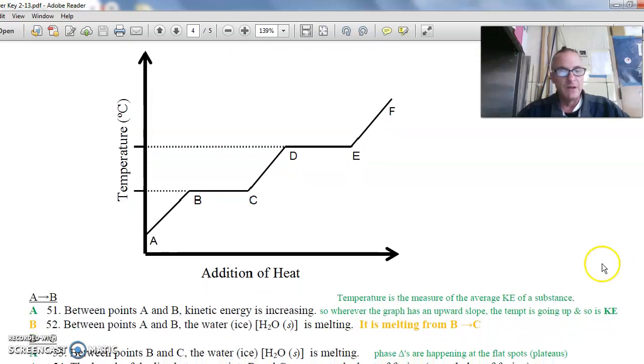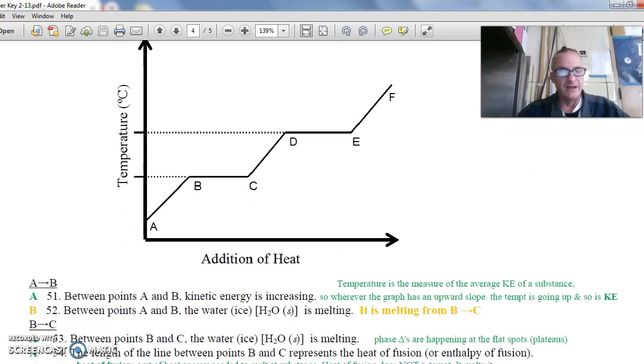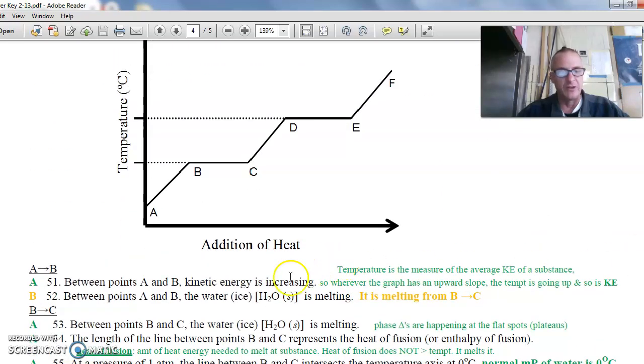All right. These are some true-false questions. Although it doesn't really say that, they are true-false questions. Between point A and B, kinetic energy is increasing. Well, we see that the line is going up. A has a kinetic energy right here. B's kinetic energy is right here. So yes, the kinetic energy went up. The kinetic energy is going up anytime the temperature is going up.